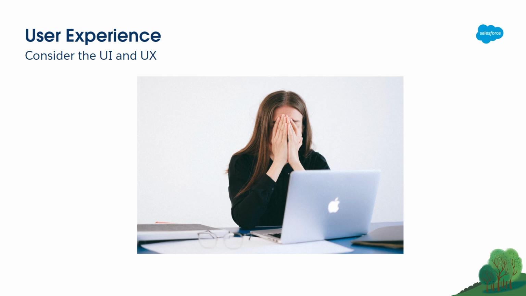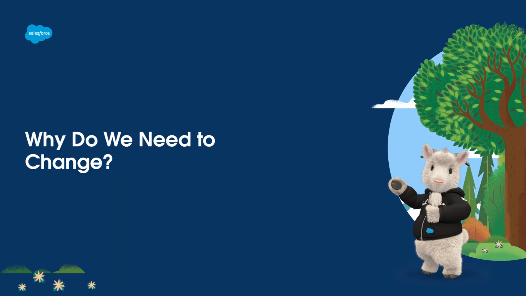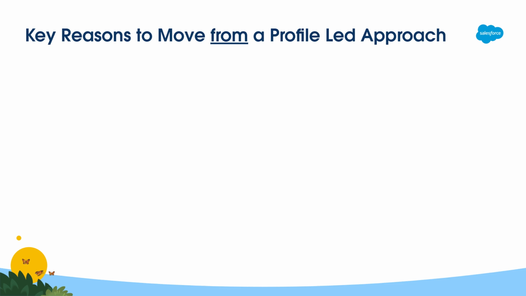So let's move on to why we're looking at changing how we do this. Why do we need to change? So we're talking today about moving from a profile-led permissions model. So potentially today you are giving out most of your permissions via a profile, hopefully with a combination of some permission sets as well. And what we're advocating today is moving away from that so that our permissions sit solely on permission sets. So these are the key reasons why we should do so.